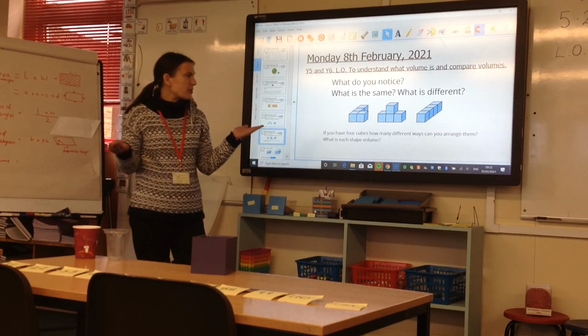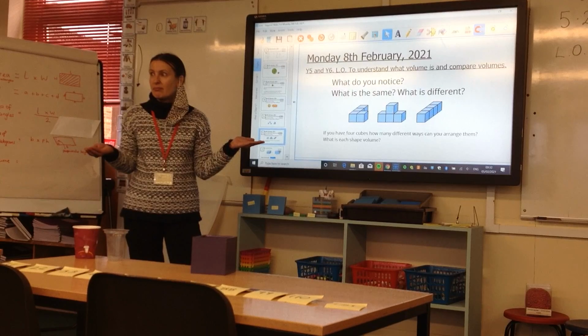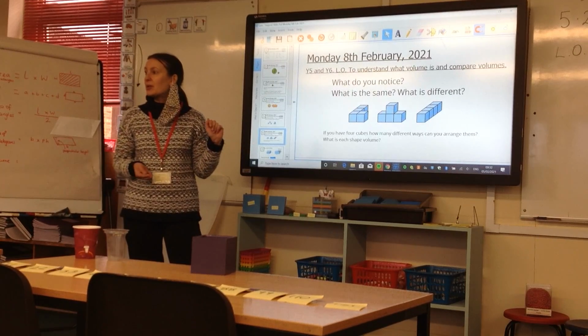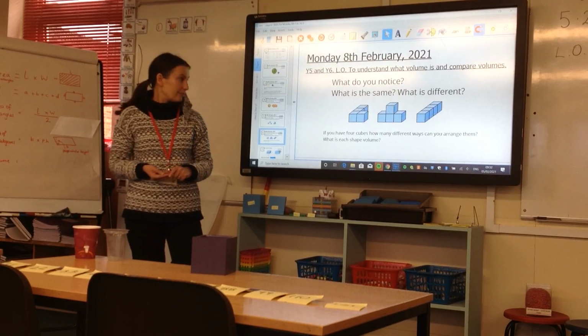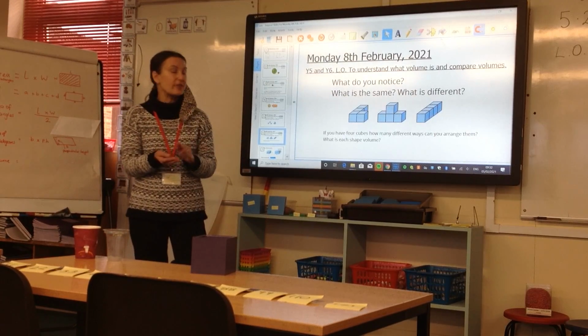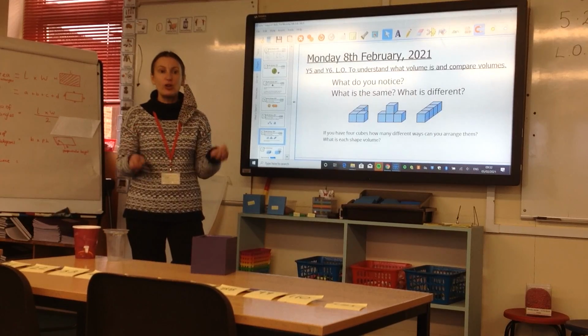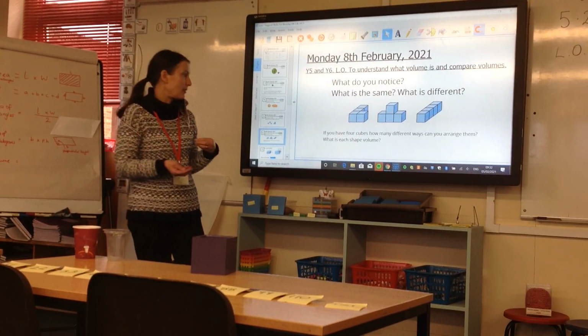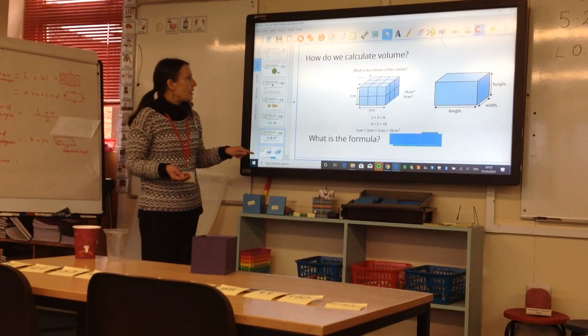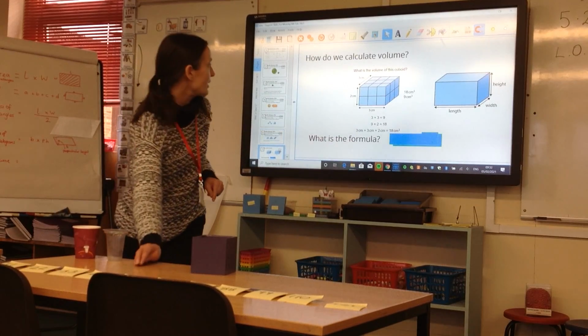Well done. So what can we say? What's the same with these? They've got the same number of cubes in each one. Yeah, 4. Well done, so it doesn't matter how they look, they still contain the same. The volume is the same. Okay, well done. Now I can leave the cubes.